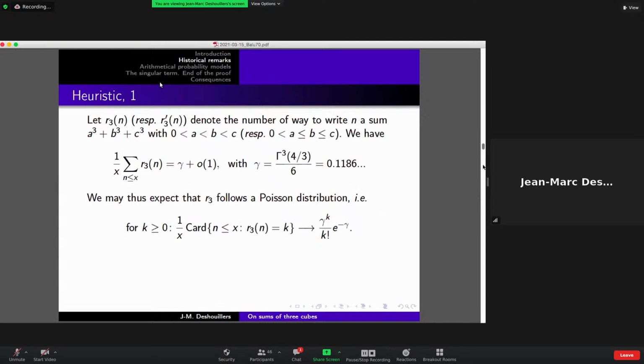So what we may expect is that since the number of representations is 1 on average, or is very small on average, then you expect that you have a Poisson distribution.